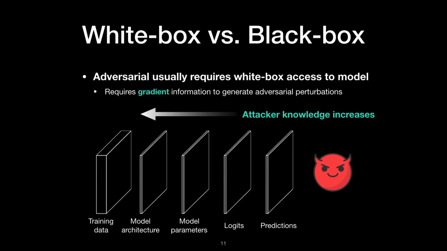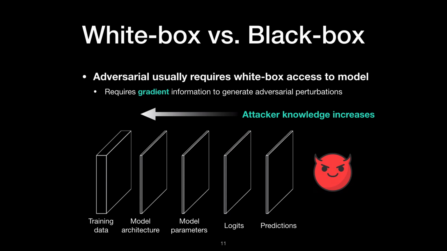In order to generate adversarial examples, usually the attacker has to have white box access to the model, because they need to use a gradient descent kind of method to calculate the direction of the changes to the original inputs. There are different levels of knowledge the attacker can have. For example, they can get access to the entire training data set, or the model architecture, or the model parameters. If they can access those, it is considered to be a white box.